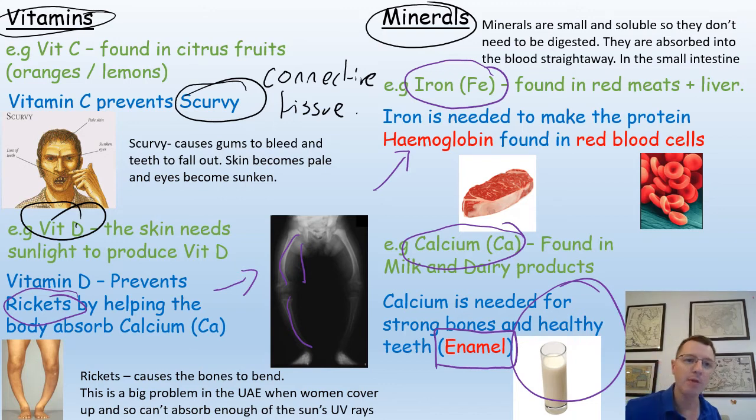There is a small distinction we need to mention between vitamins and minerals, and that's that vitamins are relatively large molecules, similar in size to a sugar molecule, but minerals are much smaller. They're very soluble. They do not actually need to be digested, so if you have them in your diet, they will move into the blood straight away through the small intestine by diffusion and active transport alone. We don't need to break them down.